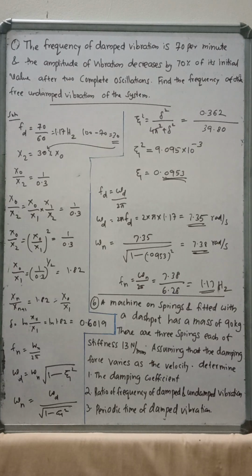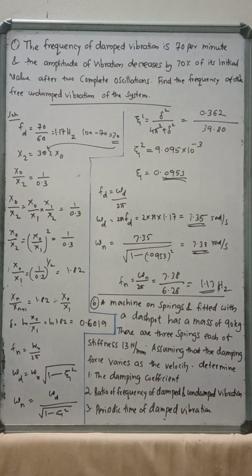And Fn is equal to omega n divided by 2 pi, and omega d is equal to omega n into square root of 1 minus zeta square. That is something we already know. So omega n is equal to omega d divided by root of 1 minus zeta square, and zeta square is equal to delta square divided by 4 pi square plus delta square, an equation we already know.